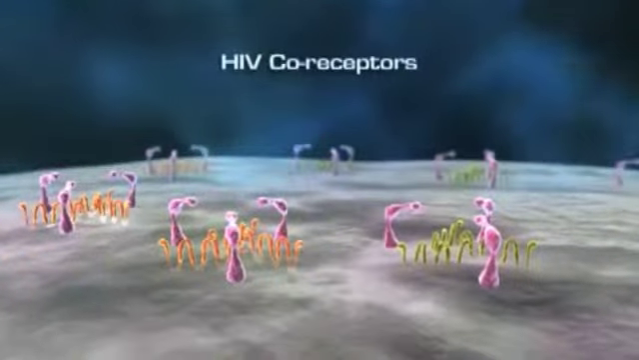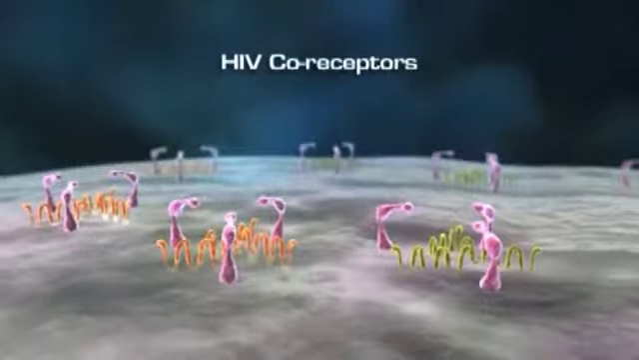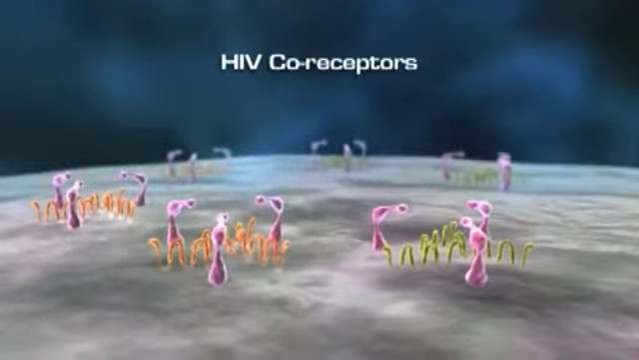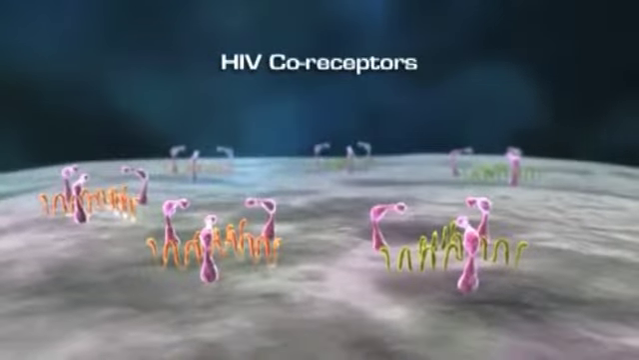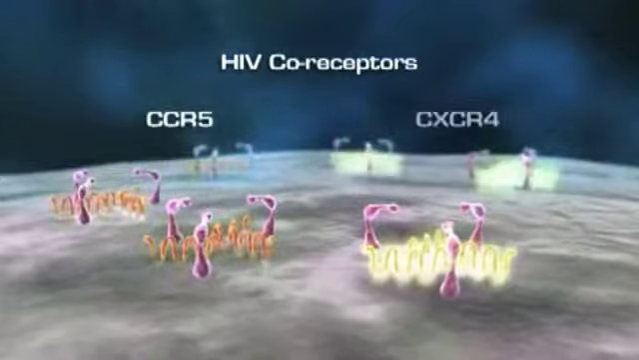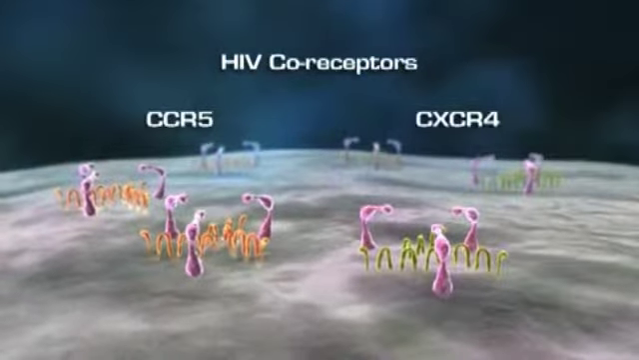The co-receptors are members of the superfamily of G-protein-coupled receptors. Although more than a dozen types of co-receptors have been described, only two co-receptor variants, known as CCR5 and CXCR4, are used by all HIV-1 strains.